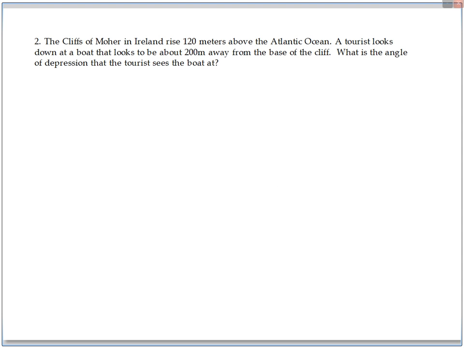Okay, a cliff in Ireland, 120 meters above the ocean. Tourist looks down at a boat, 200 meters away from the base of a cliff. What's the angle of depression that the tourist sees the boat at?